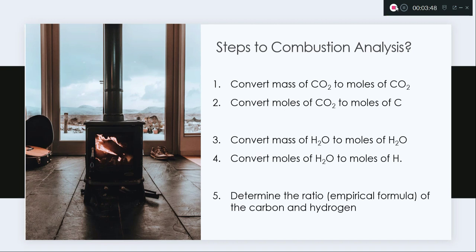You can do the same thing with water. Take your mass of water, turn it into moles of water using the molar mass of water. Convert your moles of water into moles of hydrogen, knowing that there's two hydrogens in every water. And then you're going to look at those numbers of moles of carbon and moles of hydrogen, and determine the ratio or the empirical formula between the two substances. Let's look at a couple examples.